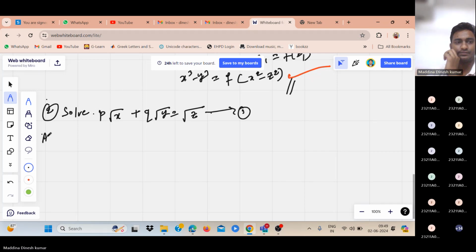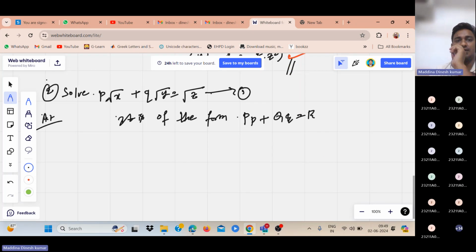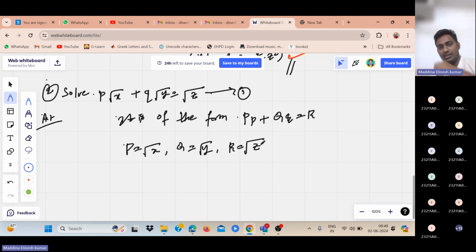Answer. It is of the form capital P small p plus capital Q small q equal to capital R. So here it is small p and small q. Then capital P is root x, capital Q is root y, capital R is root z.